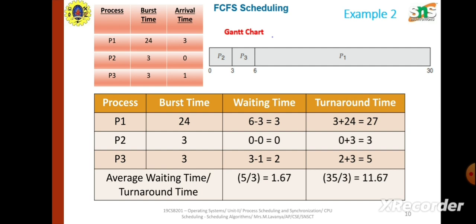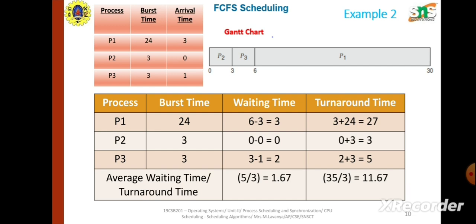arrives at 0 and its burst time is 3, and P3 arrives at 1 millisecond and its burst time is 3. In this, first arriving process will be allocated to the CPU first. This is the concept of FCFS. In this, P1 arrives at 3 milliseconds only, but P2 arrives at 0 millisecond itself. So the process first arrives is P2. So it is first allocated to the CPU.